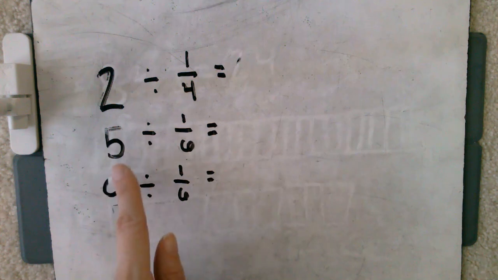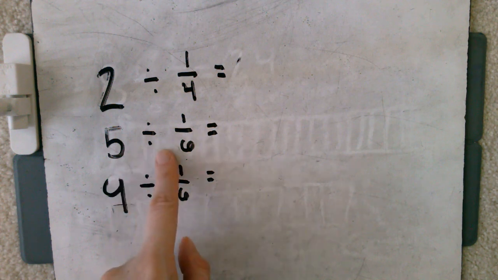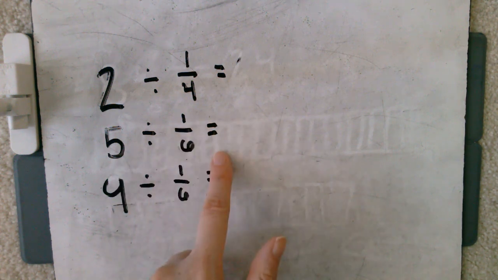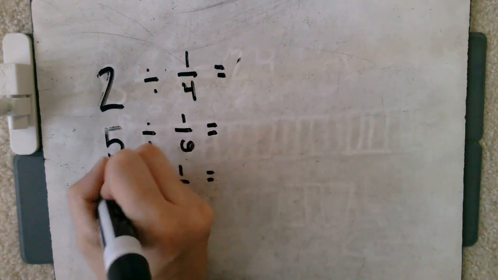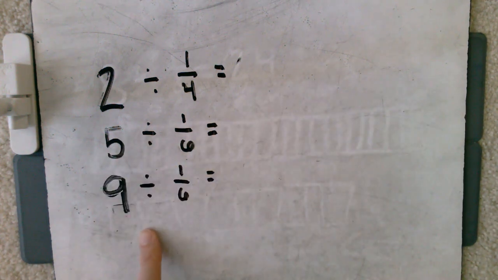Write the second division sentence on your whiteboards. Read the division sentence with me. 5 divided by 1/6 equals. And let's look at the last one. Write this division sentence on your whiteboards and read it with me. 9 divided by 1/6 equals.